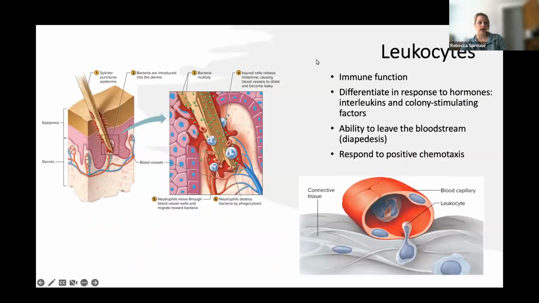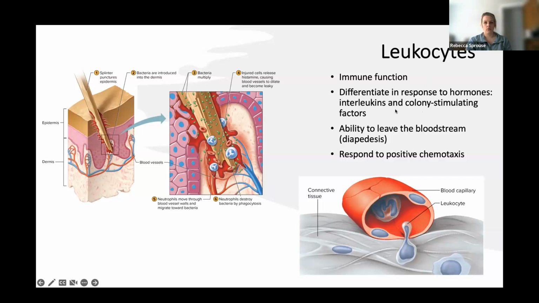Okay, so let's get into white blood cells. White blood cells are called leukocytes. White blood cells have an immune function. They differentiate in response to hormones called interleukins and colony stimulating factors. So unlike red blood cells, which respond to the hormone erythropoietin, leukocytes are going to respond to different types of hormones here.